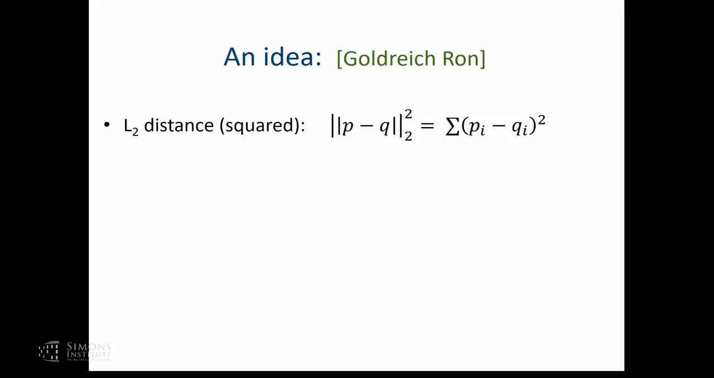Okay? And an idea, this is an idea of Goldreich and Ron, is actually, let's forget about the L1 distance for a minute. Let's look at the L2 distance squared, which is the sum of (p_i minus q_i) quantity squared. So I'm summing this over every i. And let's just look at this for the case where q is uniform, because this is what we care about right now. So q_i is always 1 over n.